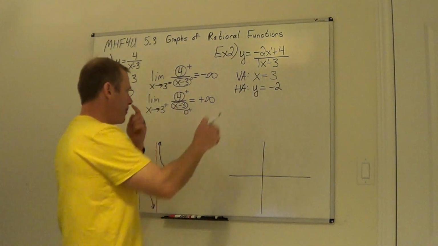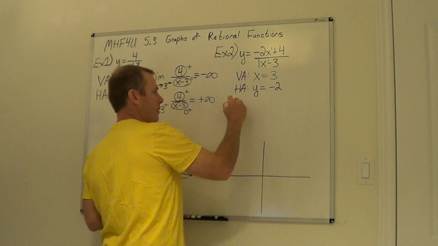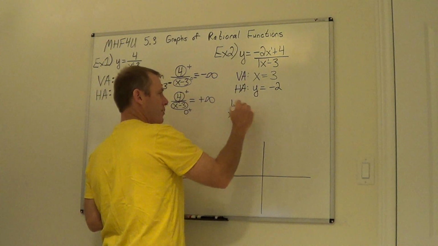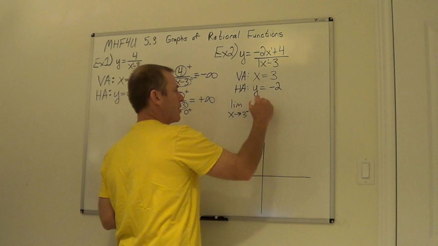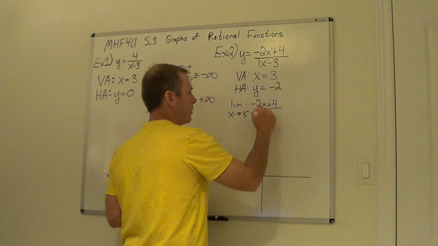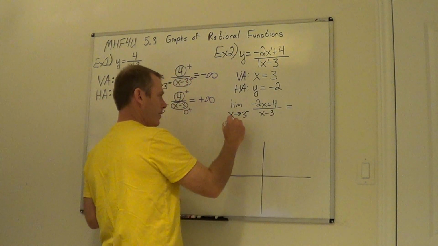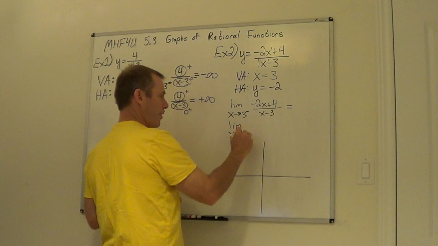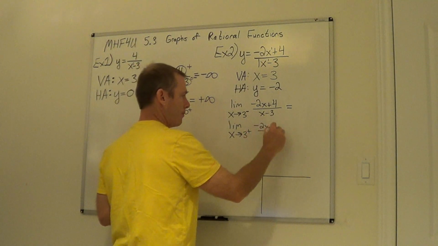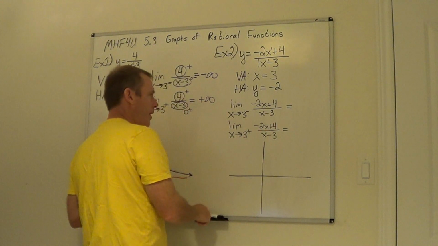Alright, so now I'm going to do the limits for our vertical asymptote. I have the limit as x approaches 3 from the left-hand side. That's what that negative sign means. I'm going to write my function in here, negative 2x plus 4 divided by x minus 3. We'll also figure out our limit as x approaches 3 from the right-hand side. Again, I'm going to write my function down. Alright, so let's see what happens.